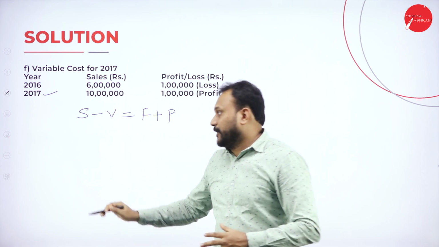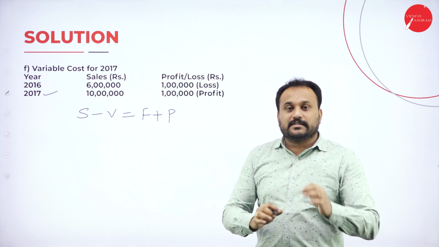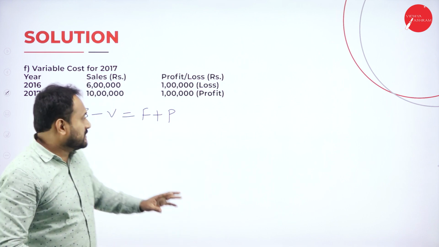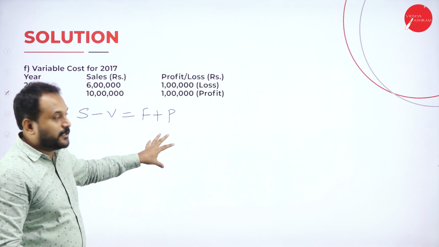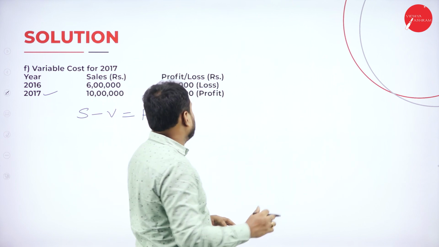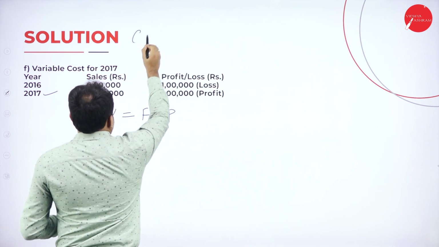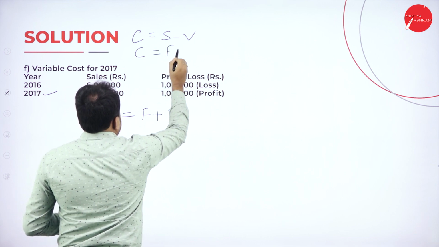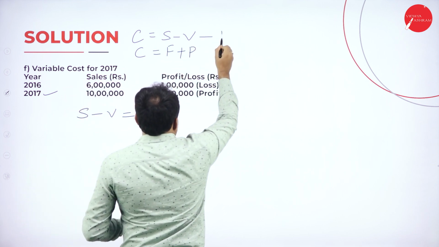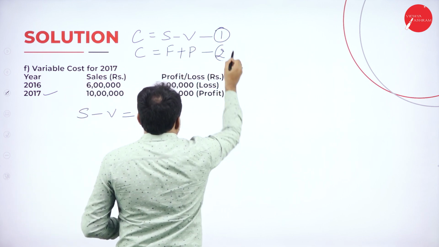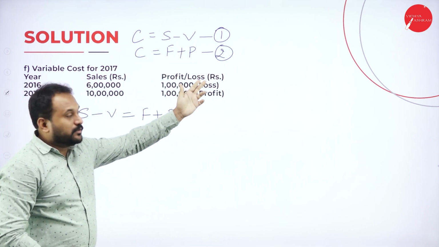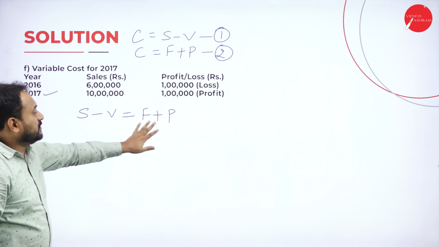Sir, how did we arrive at this formula? Watch sessions 1, 2 and 3. You will get the contribution formula. I have substituted the contribution formula here. Let me write it for you. Contribution is equal to S minus V. Contribution is equal to F plus P. When 1 and 2 are equal, with the combination of 1 and 2, S minus V is equal to F plus P.